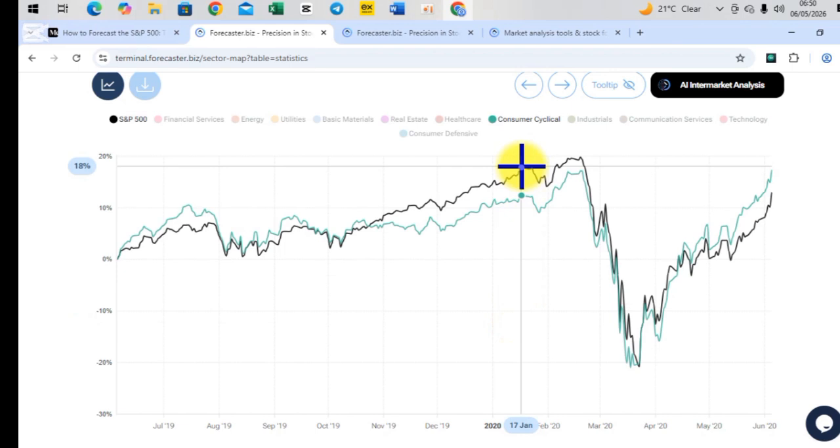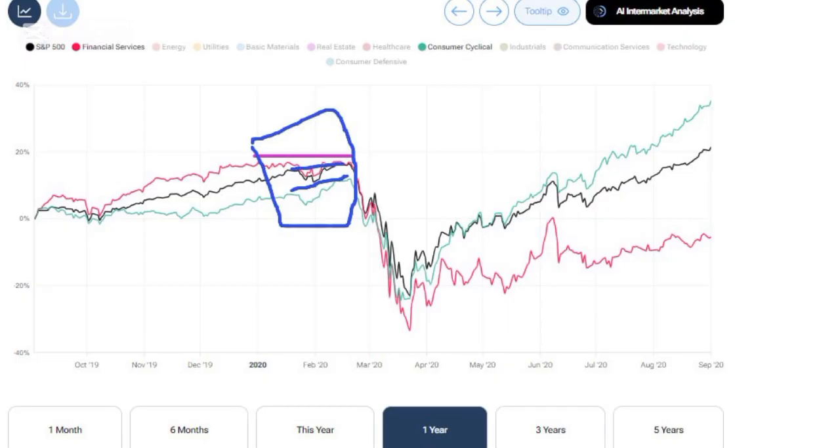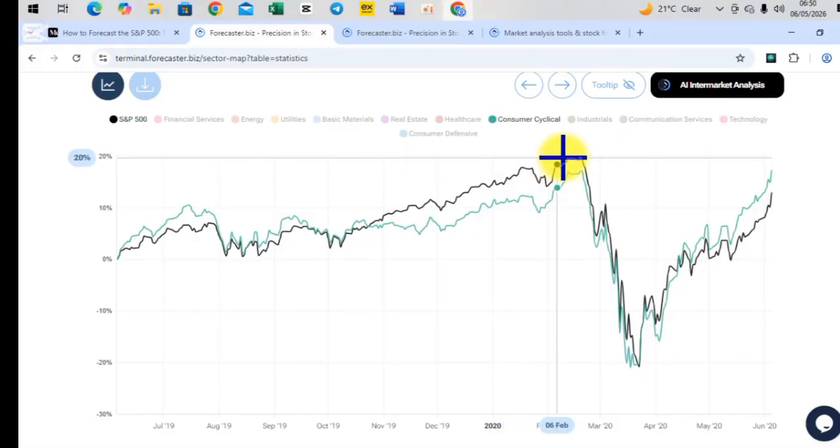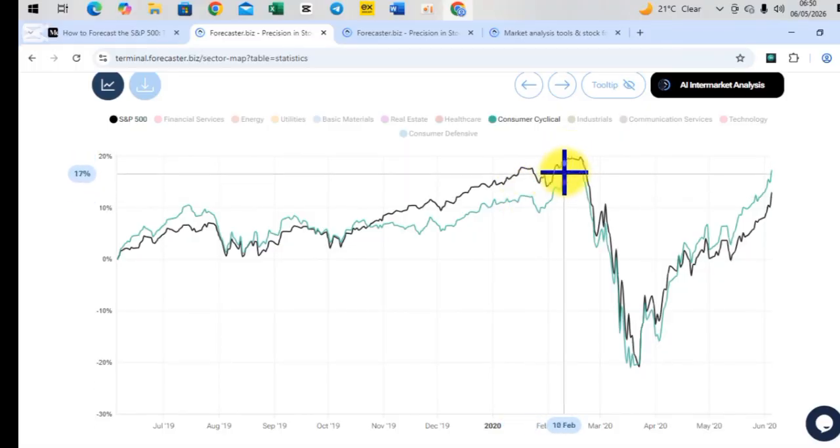You can see S&P 500 also created a higher high. An all-time high was here. And you can see if we plot this one, there was a higher high. Even the consumer cyclical created a higher high. So where is the divergence?